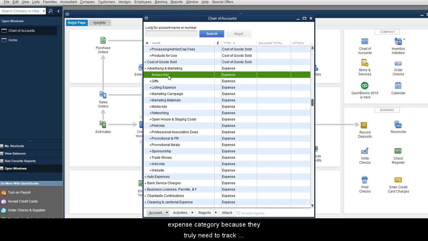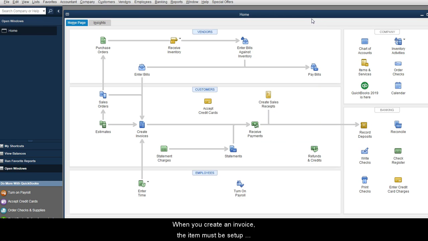There are only a few industries where we may add or take away from the general expense category because they truly need to track something additional or will never track it. An example of this would be for realtors. We track their fees for the access keys they use to show properties, and that is not an expense we track for other industries.